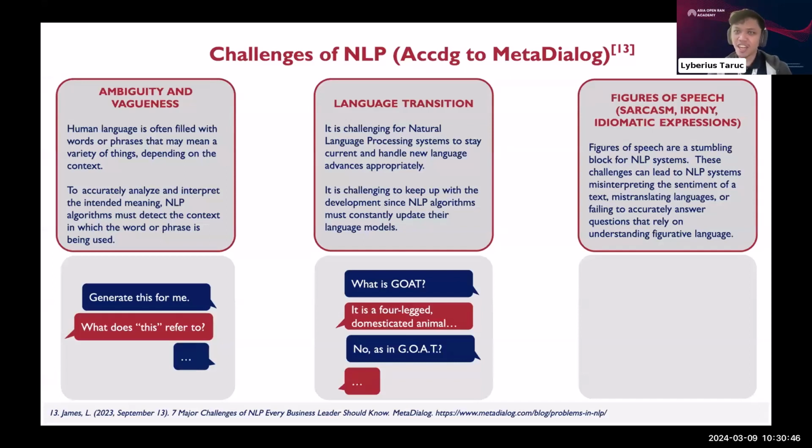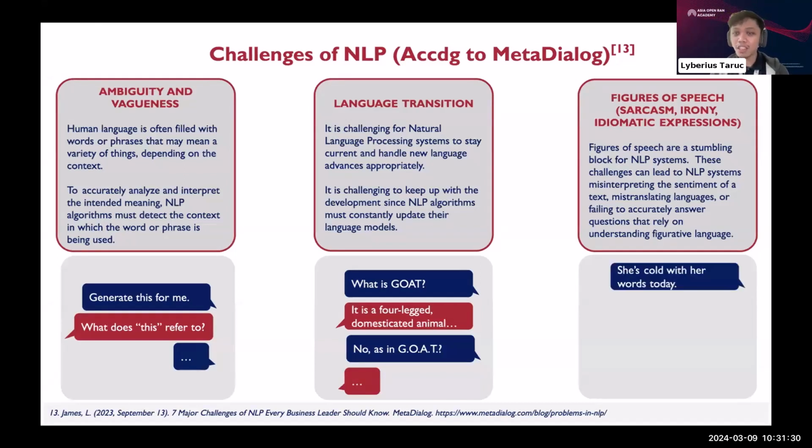Figures of speech such as sarcasm, irony, and idiomatic expressions are definitely a stumbling block for NLPs. These challenges can lead to NLP systems misinterpreting the sentiment of a text, mistranslating languages, or failing to accurately answer questions that rely on understanding figurative language. If I were to take a more wholesome example, for instance, "this item is a bomb," and you try to apply sentiment analysis to it. So, what a bomb? You may have heard of that as an English term, but the model might misinterpret it to be something else, right?